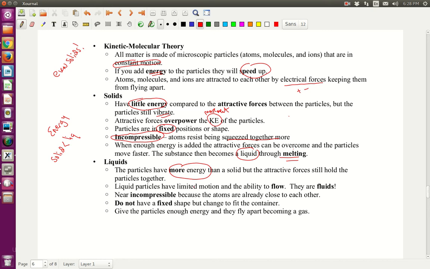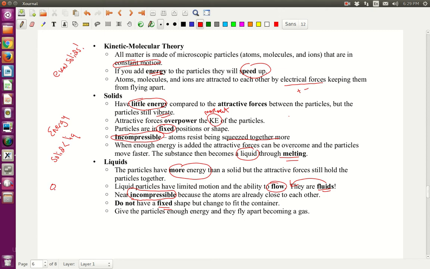Liquid particles are limited in motion, though. They kind of flow, they roll around each other, so they have the ability to flow. Liquids flow. Fluids flow. Liquids are fluids. And they're nearly incompressible, so just like solids, they're almost incompressible because they're so close together still. Think about a glass of water. It's hard to push that water even closer together. They don't have a fixed shape because they change according to the container.